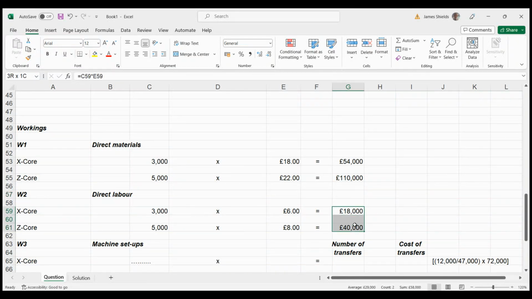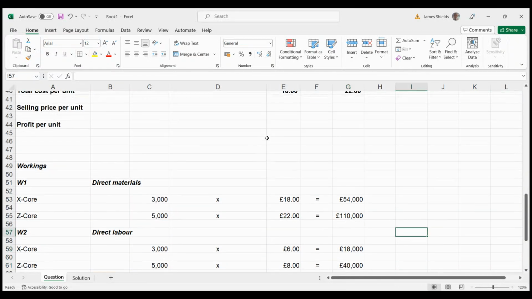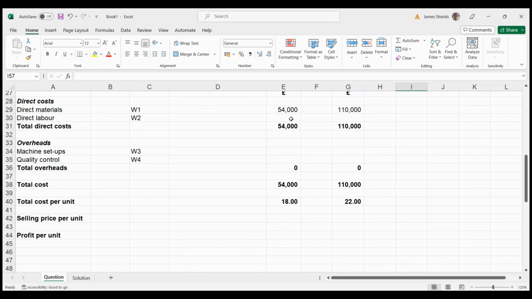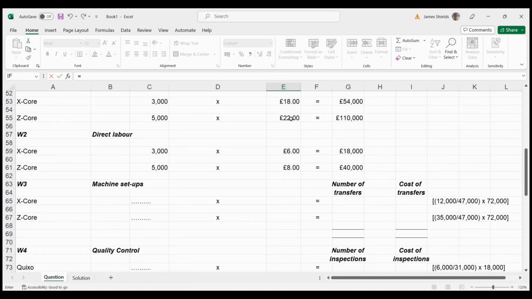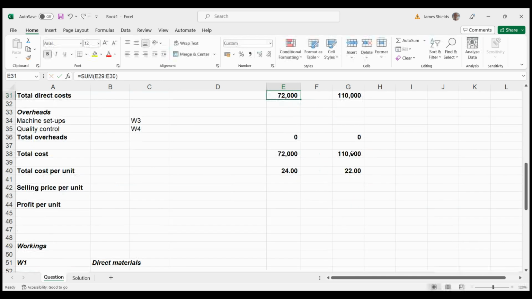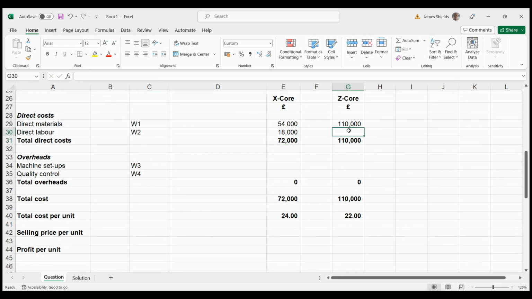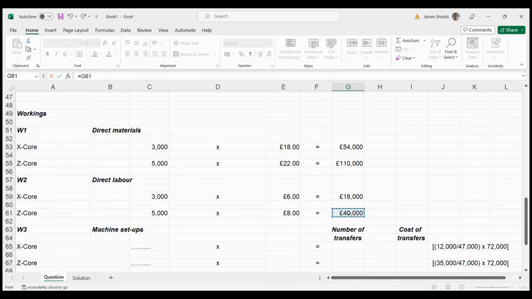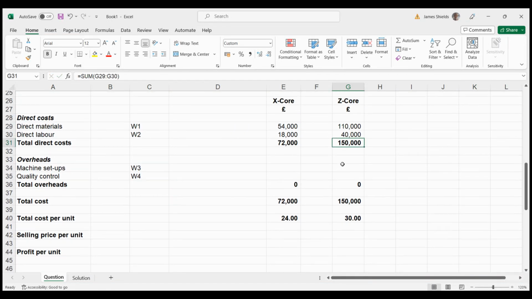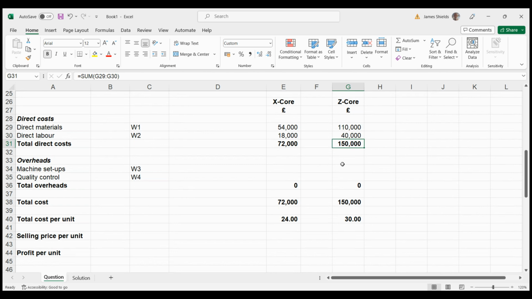So now we can transfer those two amounts to our solution. So direct labour for X core, we just worked out was £18,000. And direct labour for the Z core, we just worked out was £40,000. So that's our direct materials and direct labour. Now the total direct cost for X core is £72,000, and for Z core it's £150,000.